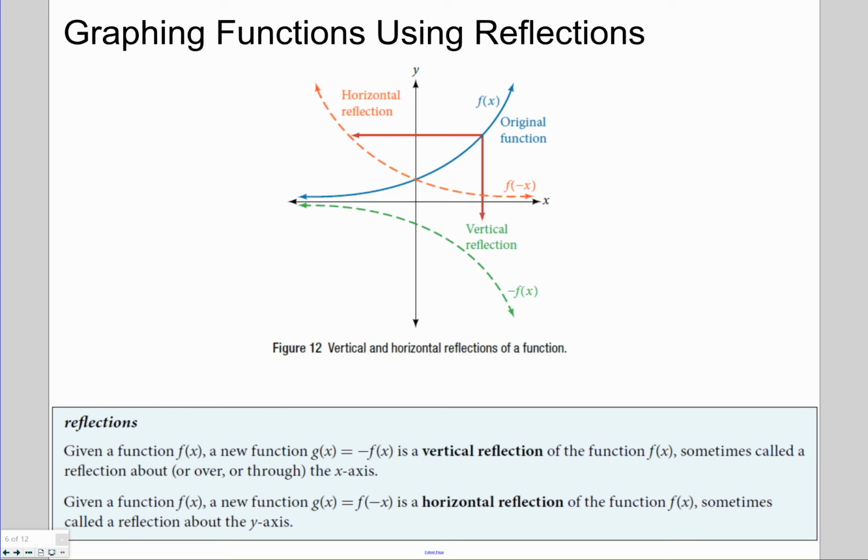Let's think about the word horizontal. In life, what do you think about with the word horizontal? The horizon, right? So left to right. We're going left to right and right to left. What axis do we cross? The y-axis.